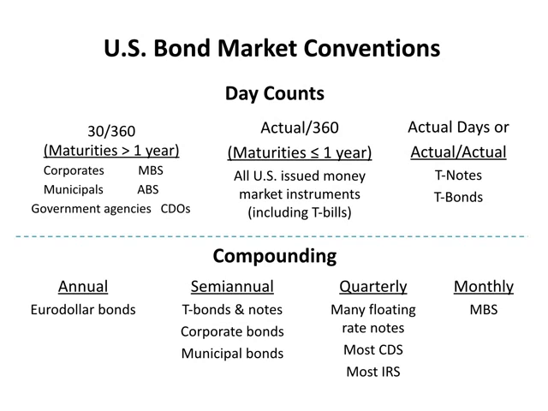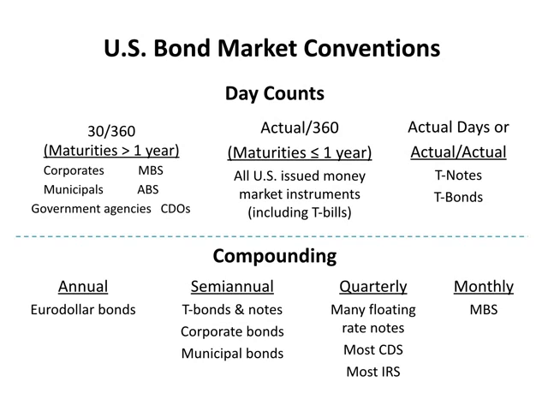Here we see some details regarding the day count and compounding conventions used in various sectors of the U.S. fixed income markets. As you can see, the 30 over 360 day count convention is used in a majority of the sectors. Corporate, municipal, and government agency debt, mortgage-backed and asset-backed securities, as well as collateralized debt obligations all use this count.